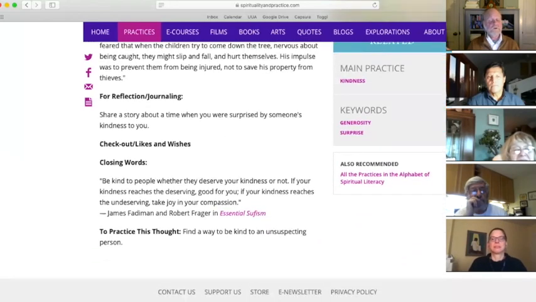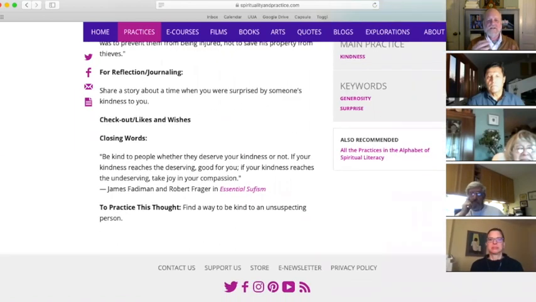So then some closing words. Be kind to people, whether they deserve your kindness or not. If your kindness reaches the deserving, good for you. If your kindness reaches the undeserving, take joy in your compassion. And the one thing I really like about spirituality and practices is that they have these ways to practice this thought. So they suggest that you find a way to be kind to an unsuspecting person as you go about living your life.